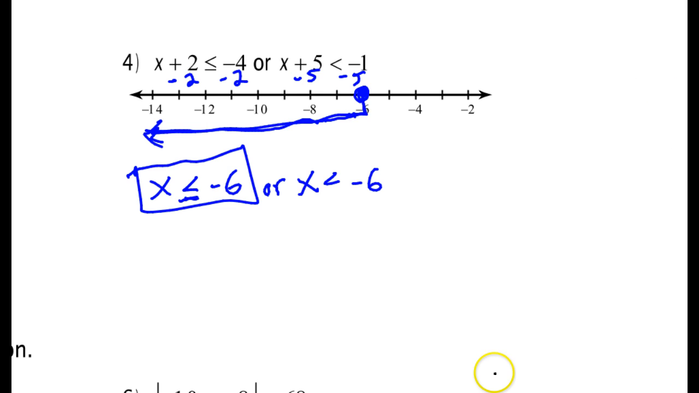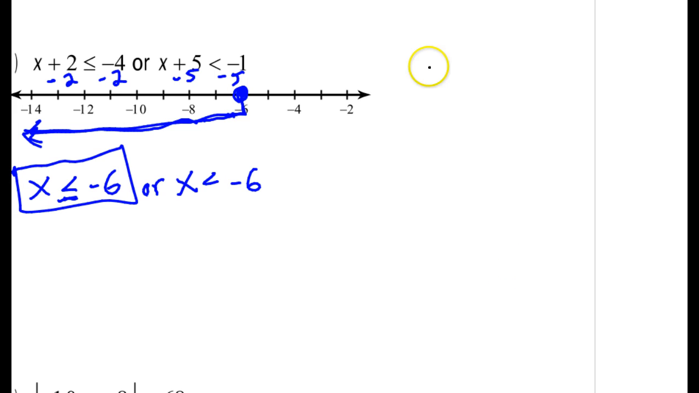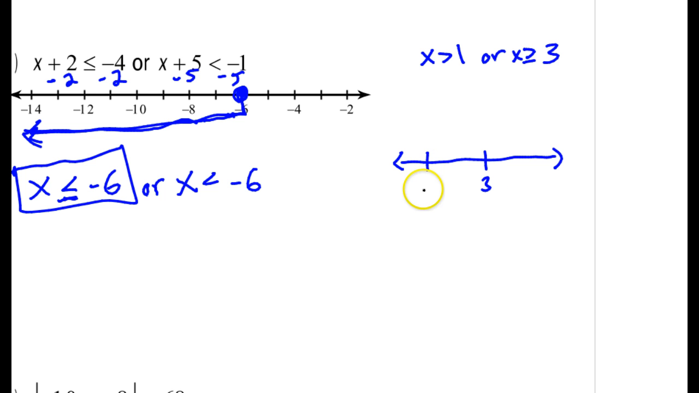Let me give you a side problem to think about. If you want all the numbers that are bigger than 1 or bigger than, say, 3, what would that mean? Okay, so here's 1, here's 3. The first one is saying, I want everything bigger than 1. This one is saying, I want everything bigger than or equal to 3.